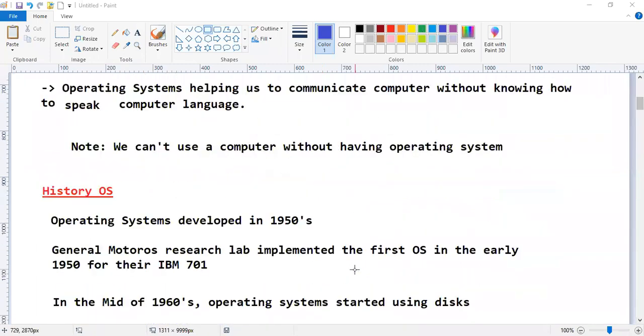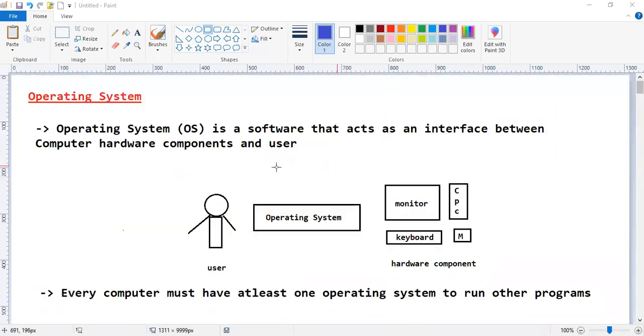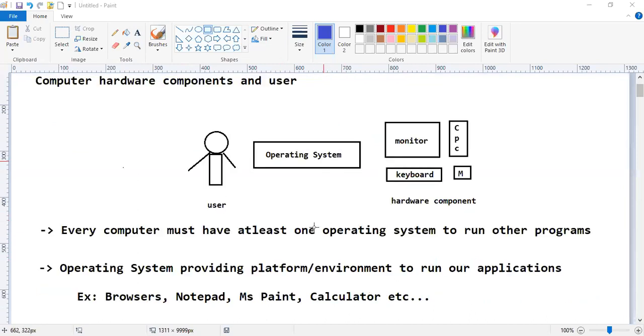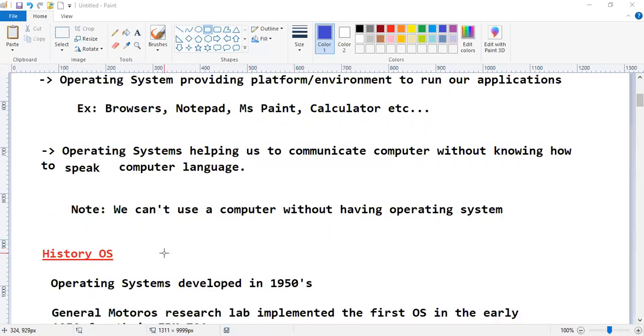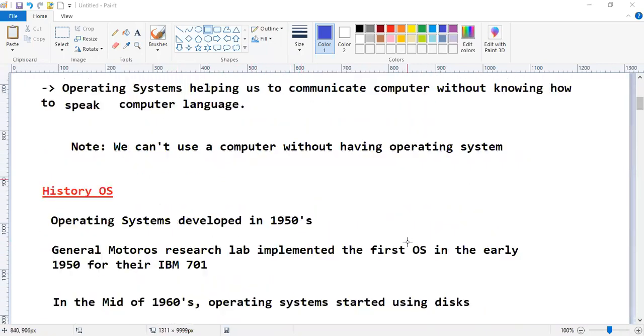All right, fine. So what is an operating system? An operating system is software that acts as an interface between computer hardware components and the user. If a user wants to use a computer, an operating system is mandatory. Every computer must have at least one operating system to run other programs. The operating system provides the platform to run our applications. It helps us communicate with the computer without knowing how to speak the computer language. We cannot use a computer without an operating system.